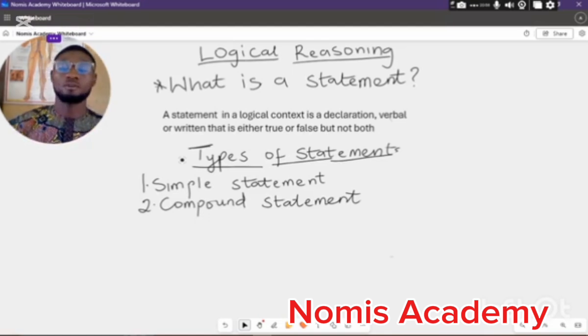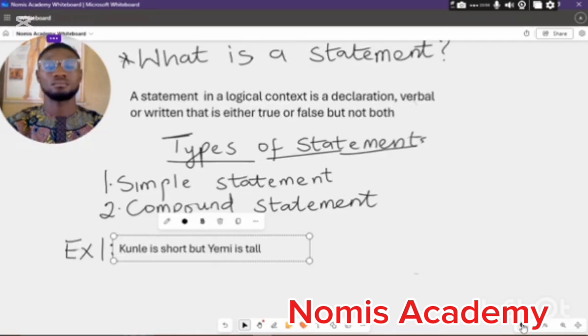So let's see some of them. A compound statement makes use of logical symbols called connectives. You said compound statements are made up of two or more simple statements. So this compound statement makes use of logical symbols which are called connectives. So let's see some examples of statements and let us tell if they are simple statements or compound statements.